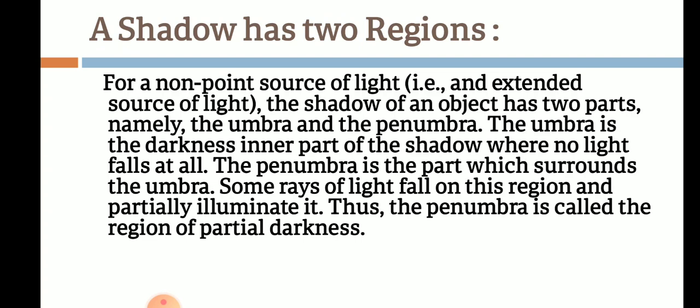Dear students, a shadow has two regions. For a non-point source of light, which is an extended source of light, the shadow of an object has two parts, namely the umbra and penumbra. The umbra is the darkest inner part of the shadow, where no light falls at all. The penumbra is the part which surrounds the umbra. Some rays of light fall on the region and partially illuminate it. Thus, the penumbra is called the region of partial darkness.